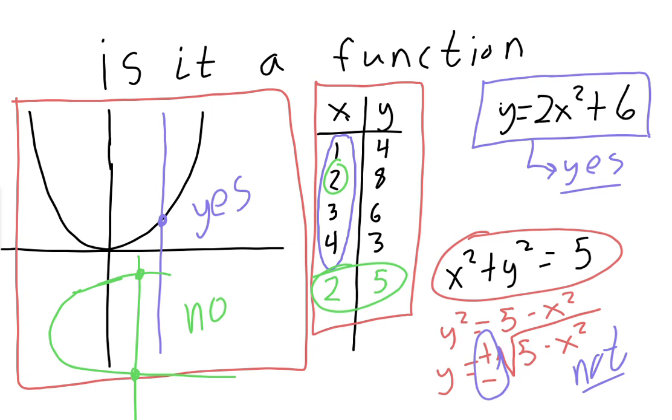If x is 0, say, then is it plus or minus root 5? I don't know. There are two values, so that means this is not a function. In fact, if you ever see y squared, be careful because y cubed does not mean that. But if you ever see y squared, there's a pretty good chance, if not almost, I'm going to go ahead and say, yeah, it's not a function if you see a y squared in there.